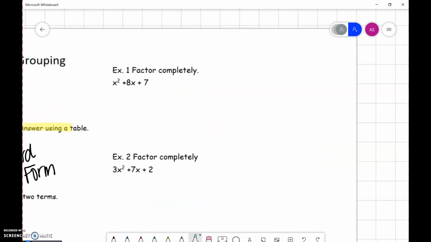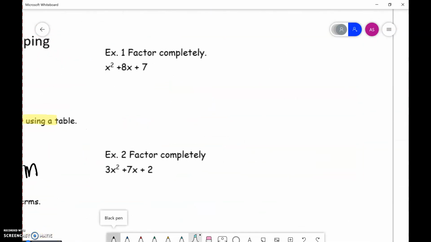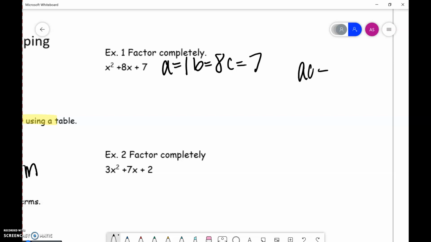All right, so my next one. We want to do A equal, B equal, C equal. My A is 1, my B is 8, my C is 7. Okay, I'm going to multiply my A times C, and I get 7, because I did 1 times 7.